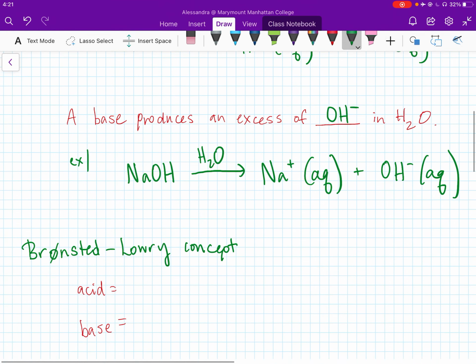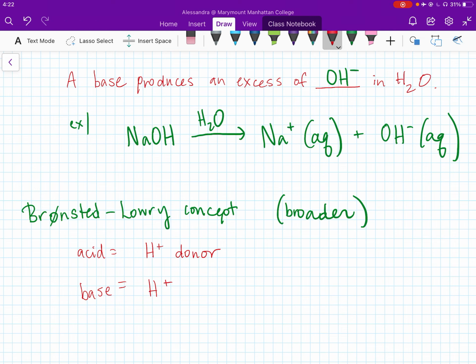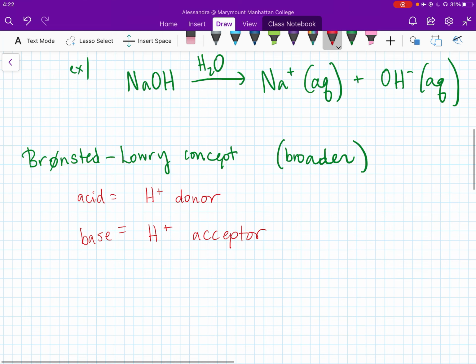A slightly broader definition, and maybe a more universal definition, although it's not the broadest definition, is the Bronsted-Lowry concept of acids and bases. This is going to be a broader definition than the Arrhenius definition. Bronsted-Lowry holds that an acid functions as a proton donor and a base as a proton acceptor. Using this definition, we can more readily apply the concept to a more diverse array of reactions.